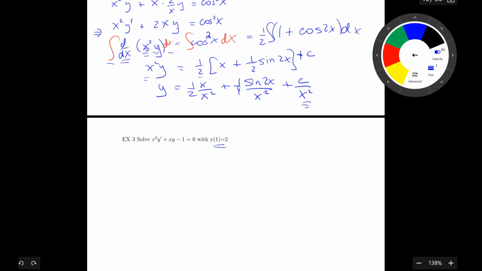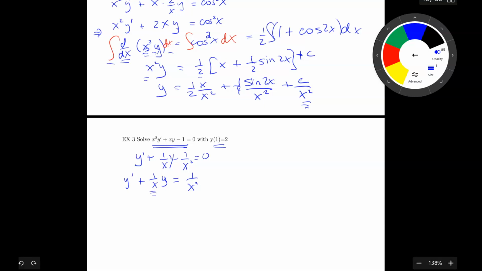Oh, and I have information to solve for the c. Okay, so first I have to get it in standard form, which means I need to divide through by x squared. So y prime plus x divided by x squared gives me 1 over x, and then this divided by x squared gives me minus 1 over x squared, equals 0. So I'm going to write it again: y prime plus 1 over x y equals 1 over x squared. Okay, so I've got it in standard form.